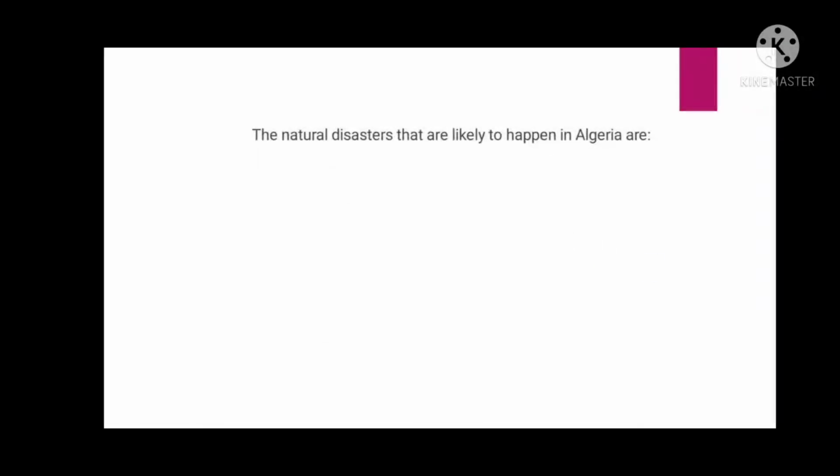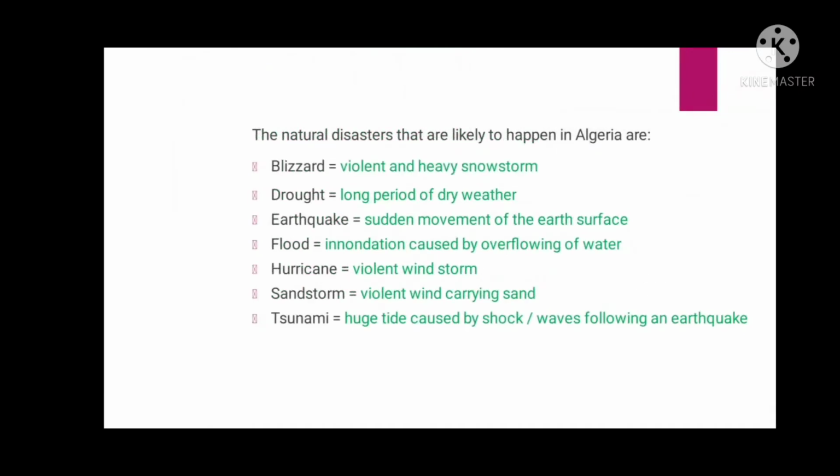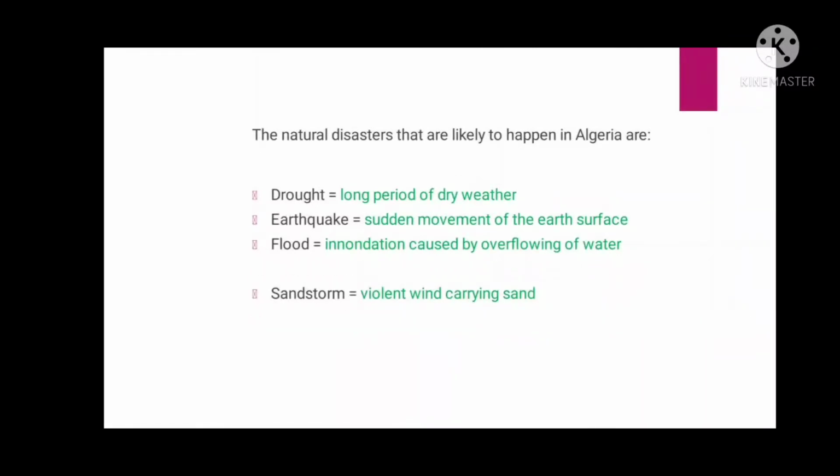So, which ones are most likely to affect our country? Of course, I'm talking about these natural disasters. So, you can see here, of course, in Algeria, we may not have blizzard. We cannot have tsunami and we cannot have hurricane. So the possible disasters that are likely to happen in Algeria are drought, earthquake, flood, and sandstorm.